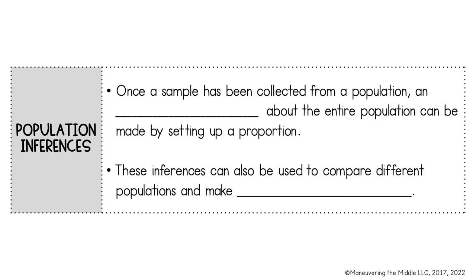Okay, so using all that information, we get to our population inferences. Once a sample has been collected from a population, an inference about the entire population can be made by setting up a proportion. Remember, a proportion is like a ratio equal to a ratio. Most of the time, this is going to be our sample, and then this will be for the total population. These inferences can also be used to compare different populations and make predictions.